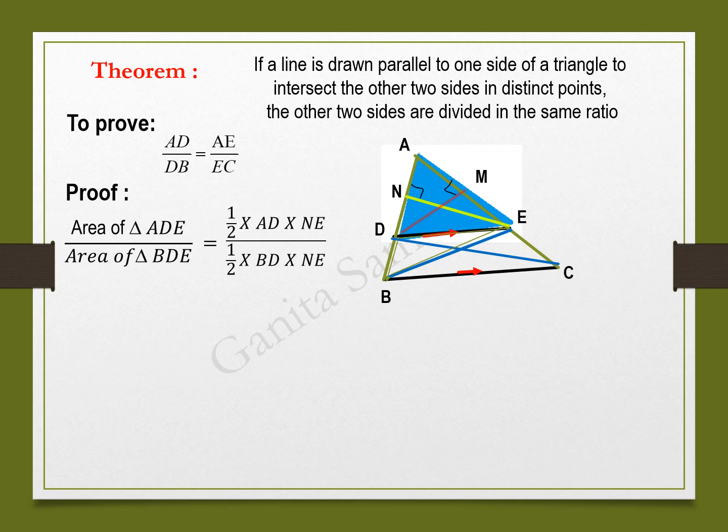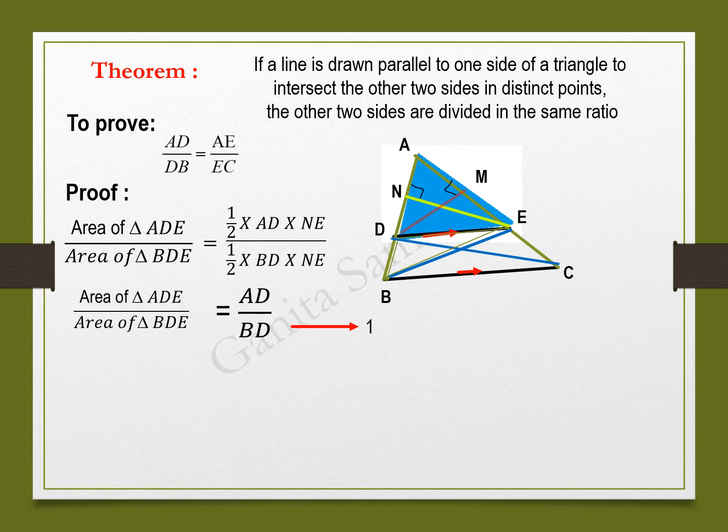So we write that. Okay, children. Now what happens? This half and half gets cancelled. NE and NE also gets cancelled. We are left out with this ratio AD by BD. Hence, we have area of triangle ADE over area of triangle BDE is equal to AD by BD. Let us call this as statement 1. Is this clear, children? We have just compared the area of these two triangles, triangle ADE and triangle BDE, on the left hand side. Is it clear, children? AD as base and BD as base. NE is the common height.